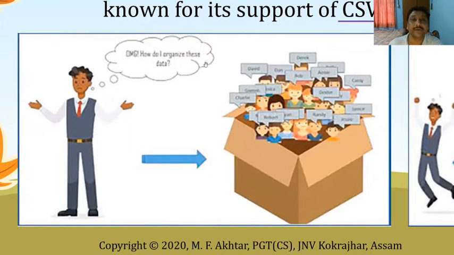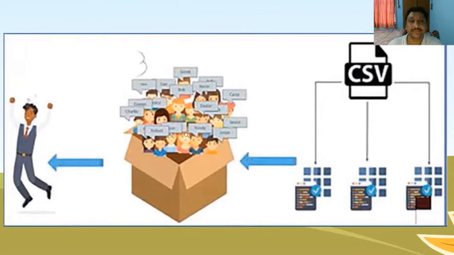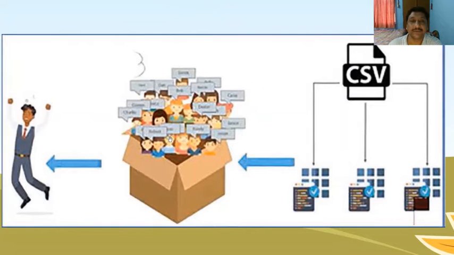How do I organize this data? These data are like this. Now what happened? CSV can organize all this data in separate files. Now it is happy.